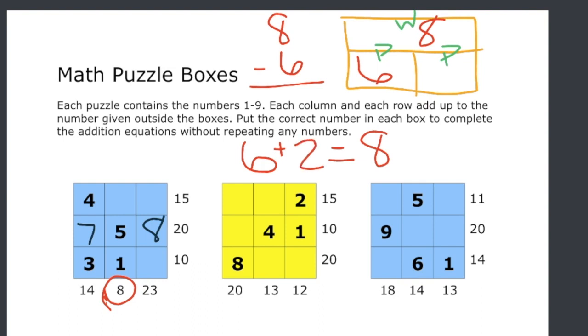So we figured out that the answer is 2. And when we check it, 2 plus 5 equals 7. 7 plus 1 equals 8. So that is correct. All right, here we go.